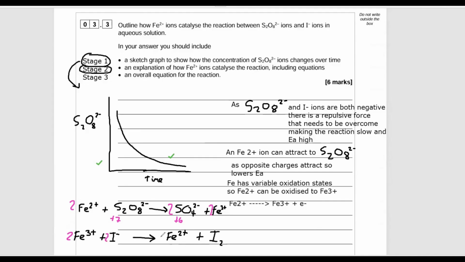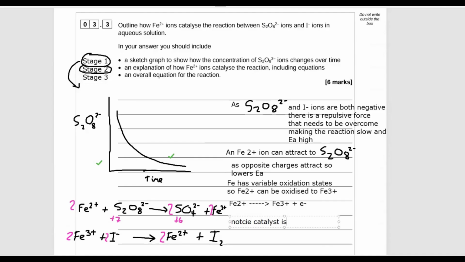It can oxidize the iodide ions back to iodine. And notice that the catalyst is reformed. So we've gone from Fe3+ to Fe2+. It stole that electron off of iodide and turned iodide into iodine.